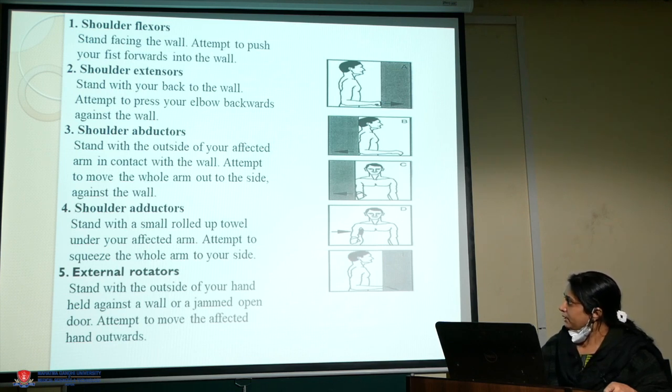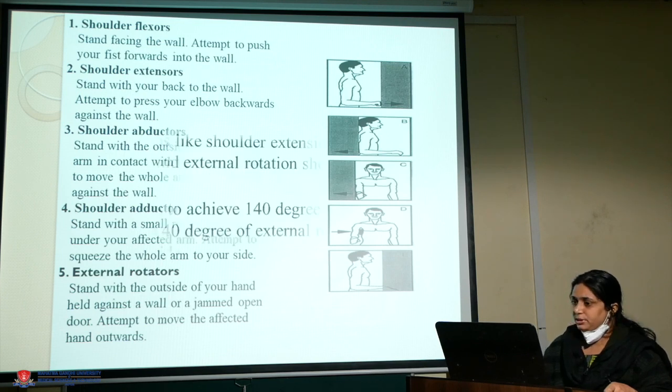Shoulder adductors, stand with a small rolled up towel under your affected arm, attempt to squeeze the whole arm to your side. External rotators, stand with the outside of your hand held against a wall or jammed open door, attempt to move the affected hand outwards.